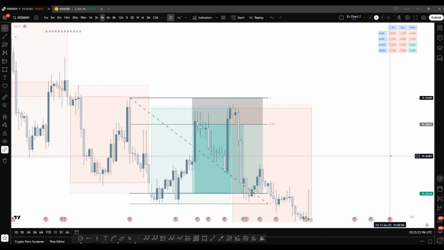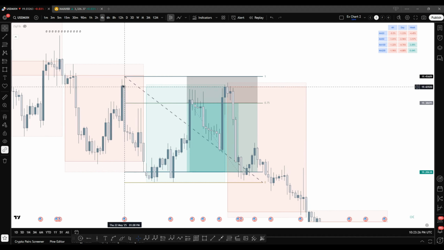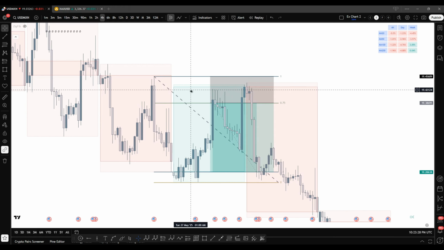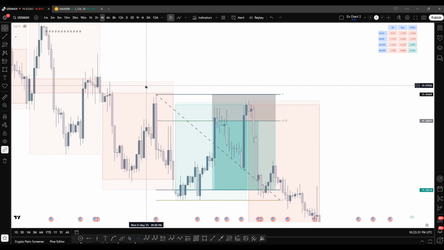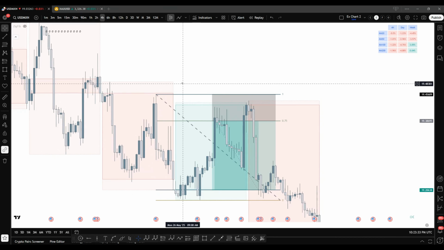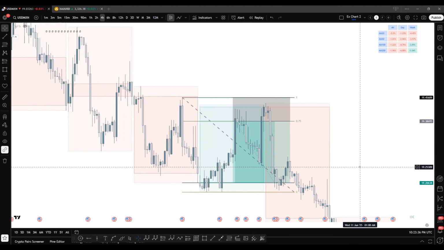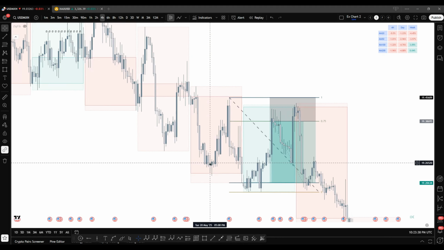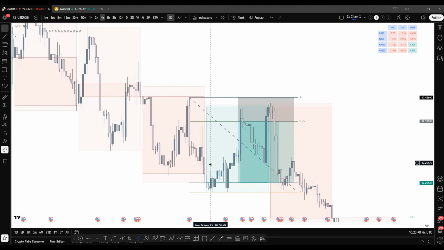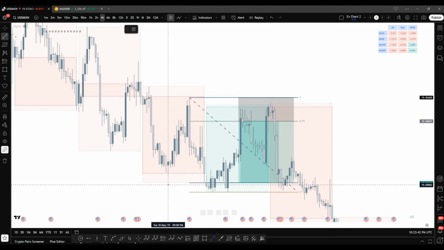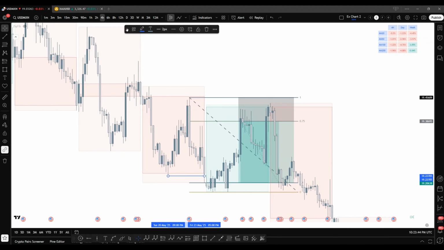So as you can see, from here down here, didn't really have much of a sweep of any liquidity, not really much fair value gaps, but I can still trade, which is the amazing thing about this strategy: you don't need to have all these crazy confluences. All you need to do is trade with the trend and you'll be good to go.